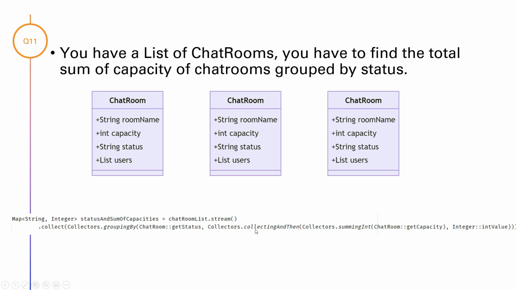So simply speaking, you will need collectingAndThen if you want to do any operation based on the end result. Otherwise, once I did the Collectors grouping by function, it will return me a hash map of status comma list of chat rooms, right? Now on top of that I again have to do further things. Instead of that, in the same pipeline I can do the further things with the help of collectingAndThen.